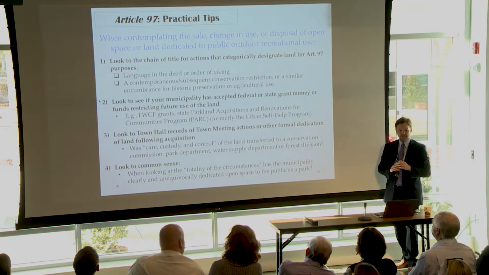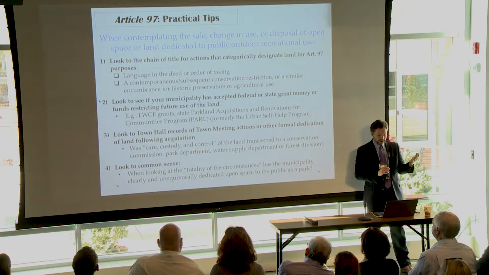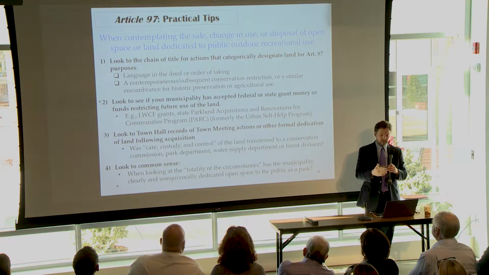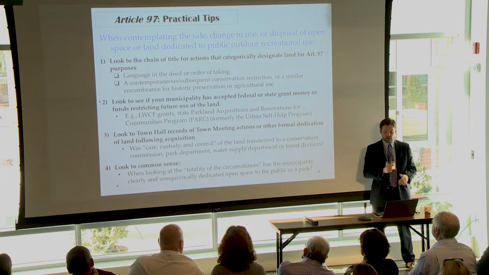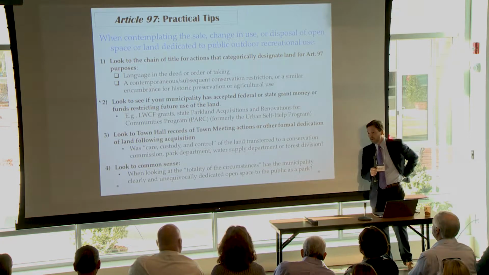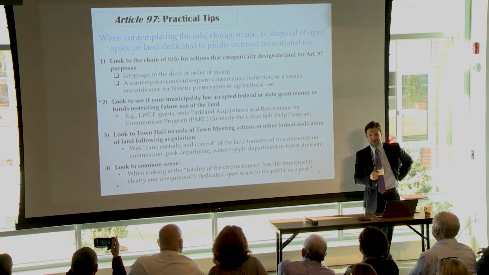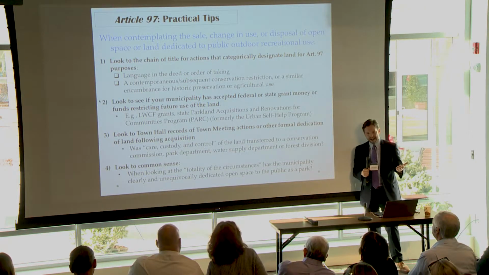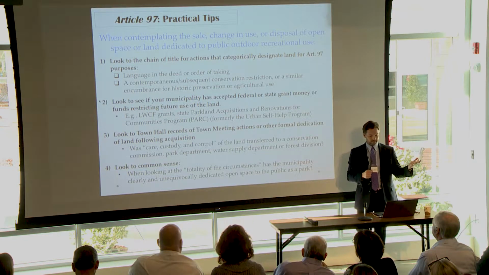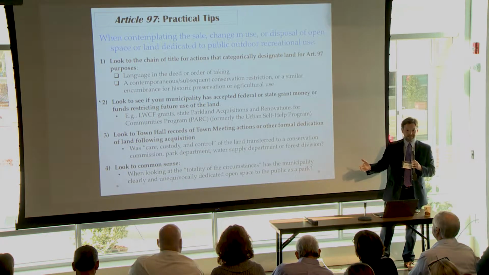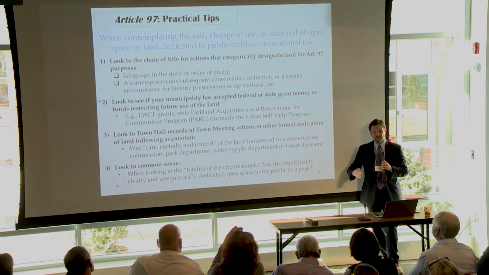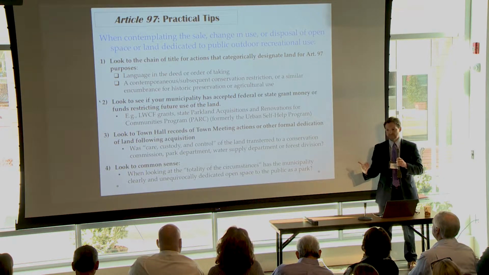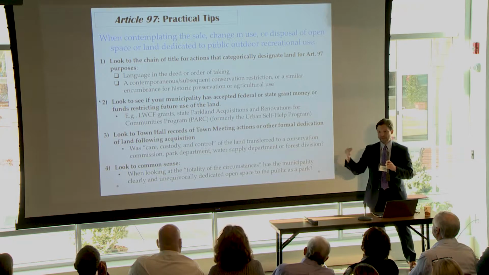So a few practical tips here before I turn things over to Kathleen. When your city or town is contemplating a sale, change in use, other disposition of Article 97 land, or I should say of open space that you think is subject to Article 97 protection, what can you do to figure out whether it is in fact Article 97 protected land? Well, look at the chain of title. Okay, we know after the Smith v. City of Westfield, there's not a requirement that there be something in the chain of title designating land for Article 97 purposes. But that's still the best place to start.